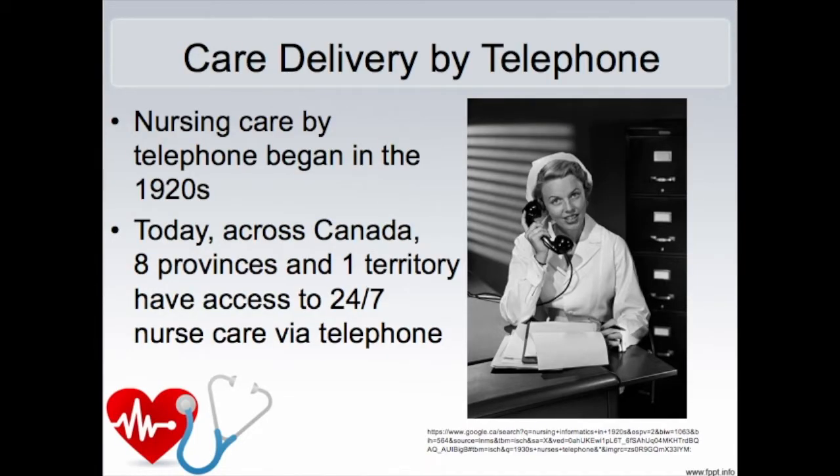Nursing care by telephone began in the 1920s. Today, across Canada, 8 provinces and 1 territory have access to 24/7 nurse care via telephone.